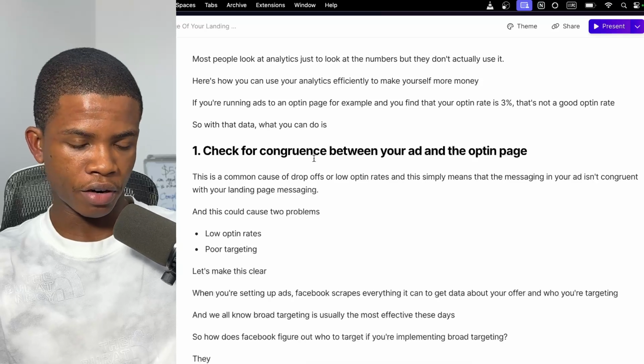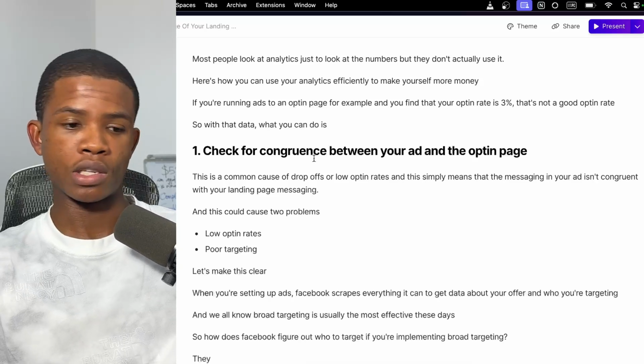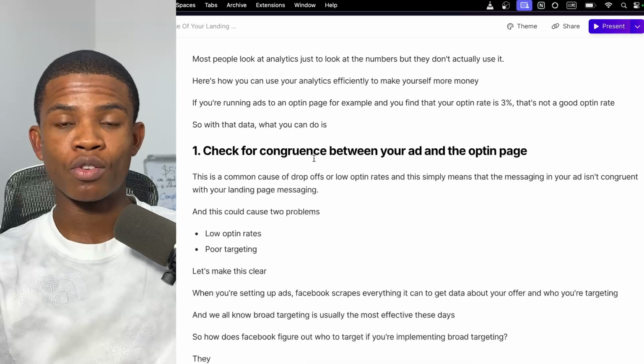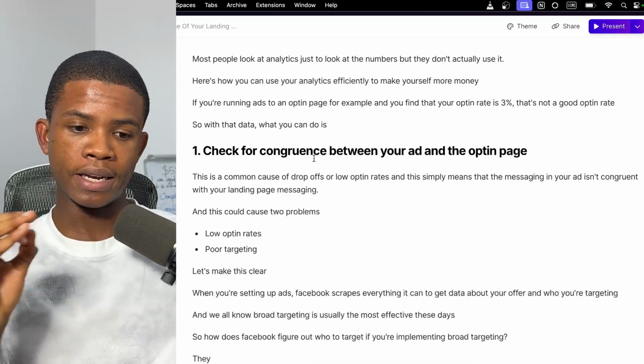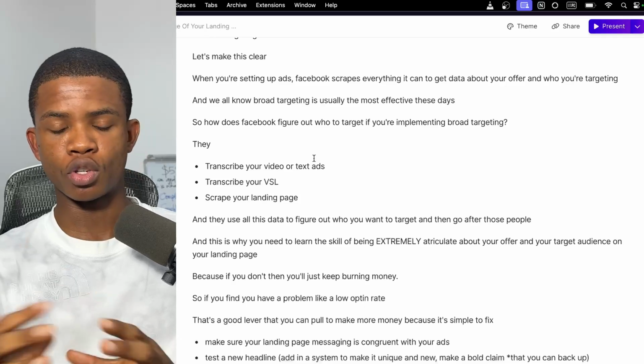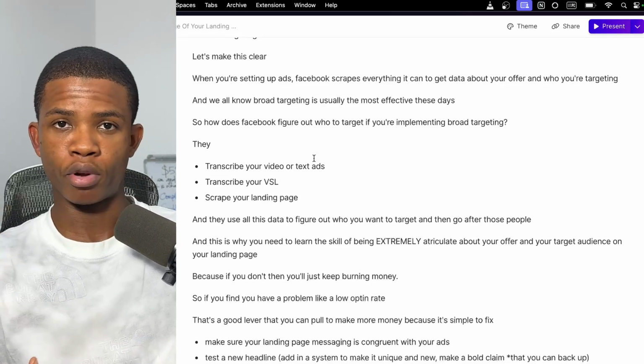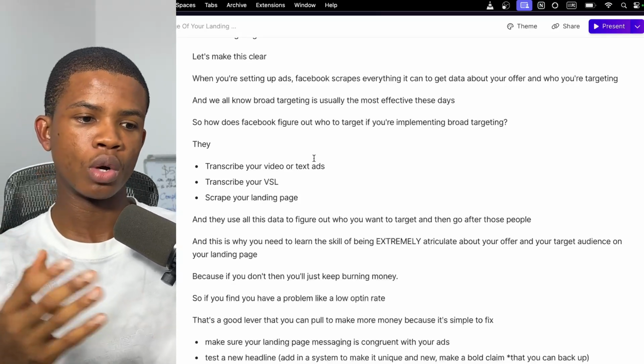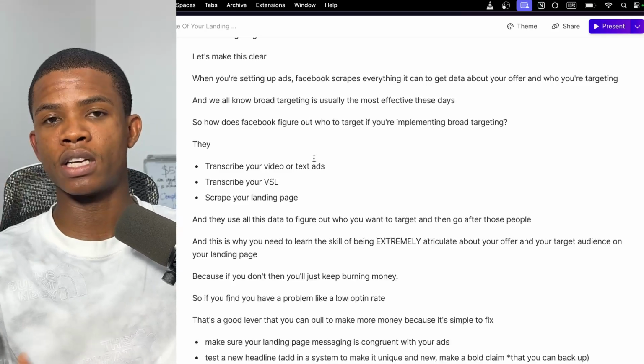Now, let's make this very, very clear. When you're setting up ads on Facebook, Facebook scrapes everything it can to get data about your offer and who you're targeting. And if you're trying to run a successful campaign these days, broad targeting is most likely your go-to. So how does Facebook figure out who to target if you're using broad targeting?